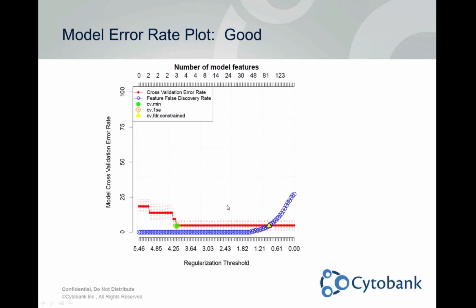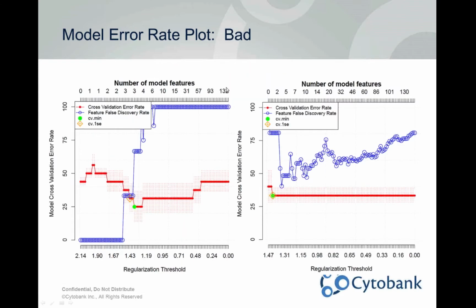So here are examples of bad model error rate plots. In this case, you can see that for this first one, the feature false discovery rate skyrockets all the way up to looks like 30% before either of the CV-min and CV1SE exists. There is no FDR constrained model. That's a limitation. But this one, it looks bad. Also, this one looks bad.